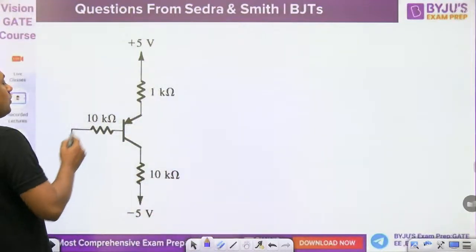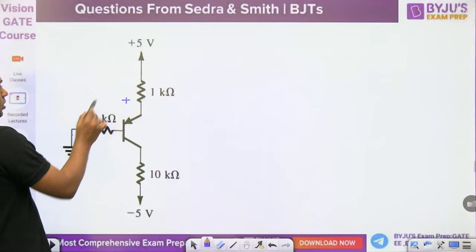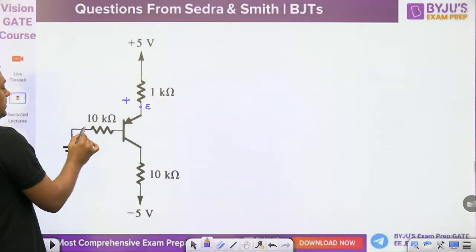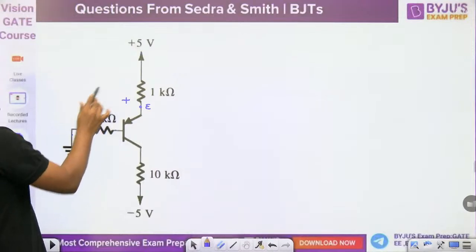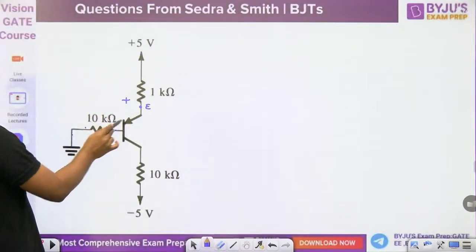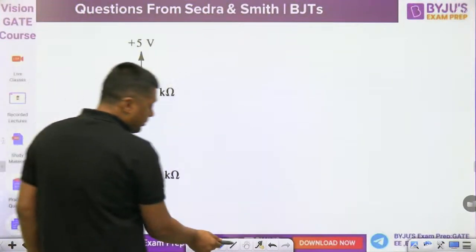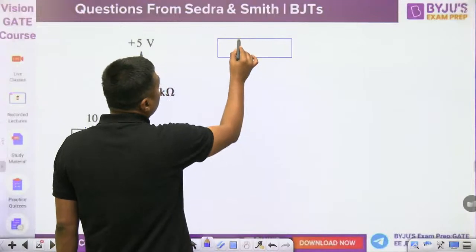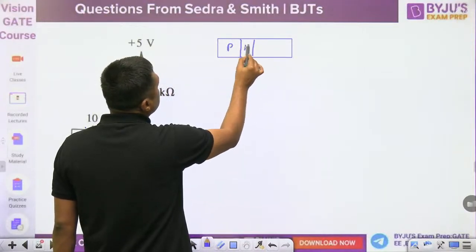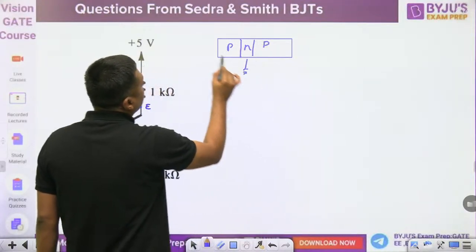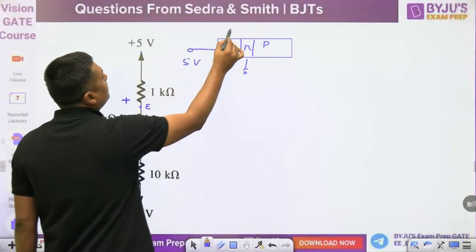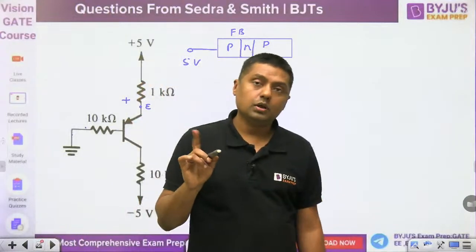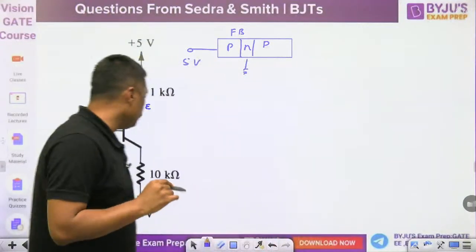Why is it not in cutoff? Because this is 0, this is positive. The emitter terminal is connected to a positive voltage, the base terminal is connected to 0 voltage. That's why this junction is forward bias. Which junction? Emitter junction, because it is a PNP transistor, not an NPN transistor. In a PNP transistor, if the base is connected to ground and the emitter is connected to a positive value, the emitter junction is forward bias, which means it is not in cutoff. It may be in the active region, it may be in the saturation region.